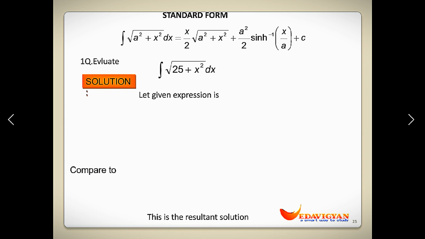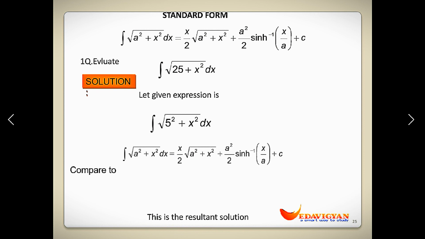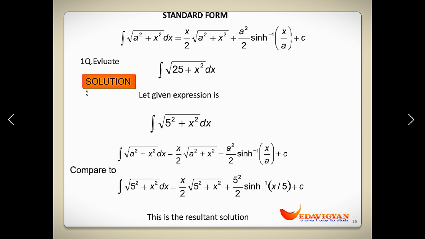Integral of square root of 25 plus x square dx. The given expression is rewritten, like 25 can be converted into 5 square. This is compared to the standard form, square root of a square plus x square dx, x by 2. Here the value of a is equal to 5 and x remains the same. This is the required solution.